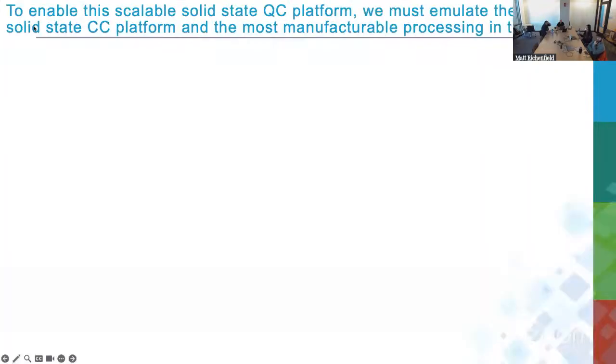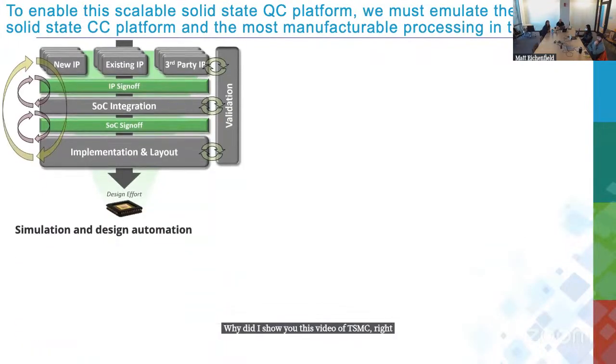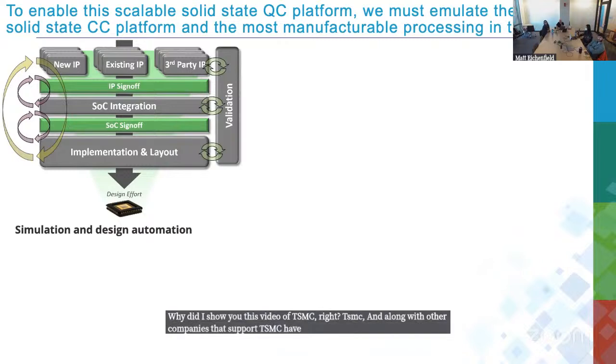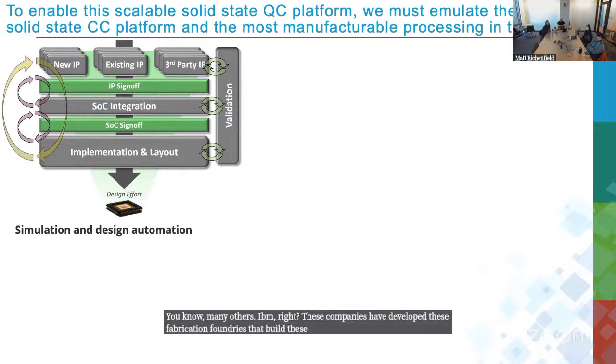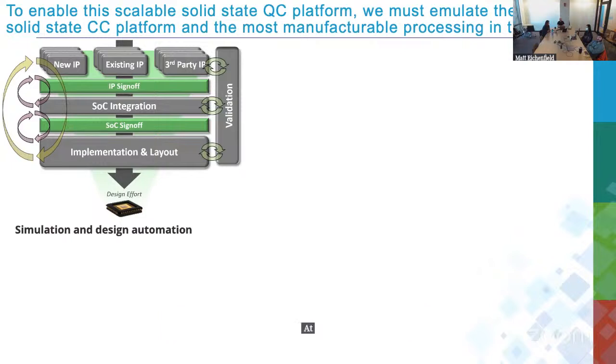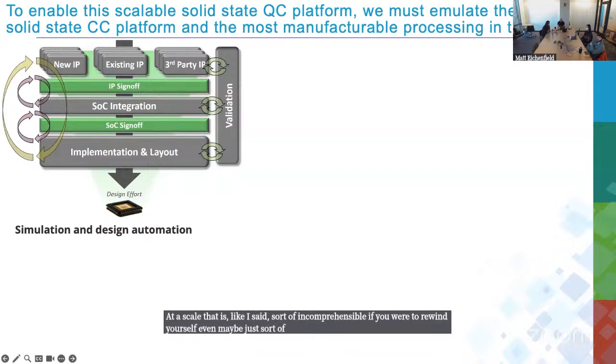Why did I show you this video of TSMC, right? Well, TSMC, along with other companies like TSMC, Samsung, Toshiba, Intel, many others, IBM, right? These companies have developed these fabrication foundries that build these microelectronic circuits at a scale that is, like I said, sort of incomprehensible if you were to rewind yourself even maybe just 50 years, and all of human history and all the ways and numbers of things that we've made.